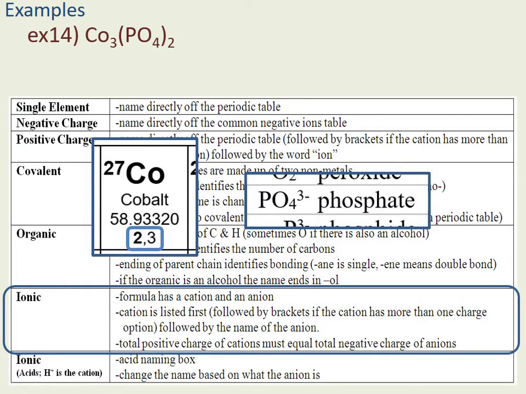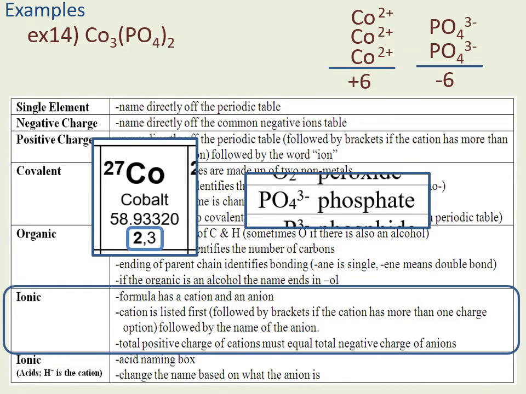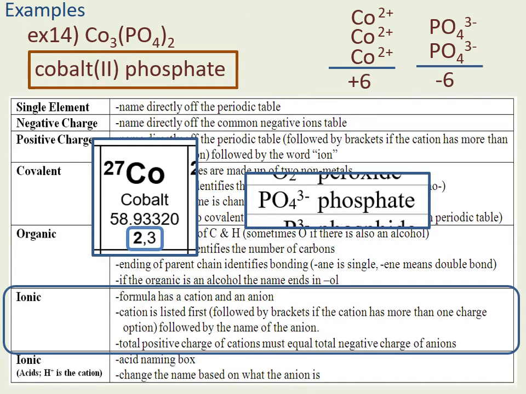Now I have 2 phosphates, and on the front I have 3 cobalts. The 2 phosphates on the back end will give me a total -6 charge, which means I must have a total +6 charge on the front. So if I have 3 cobalts and they have to add up to a +6, that means they have to have a +2 each. So this is cobalt(II). So I have cobalt(II) phosphate.